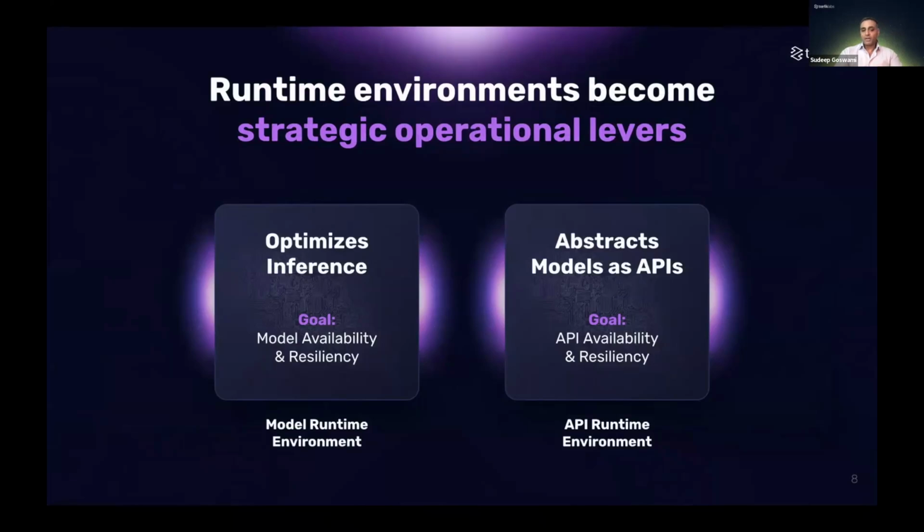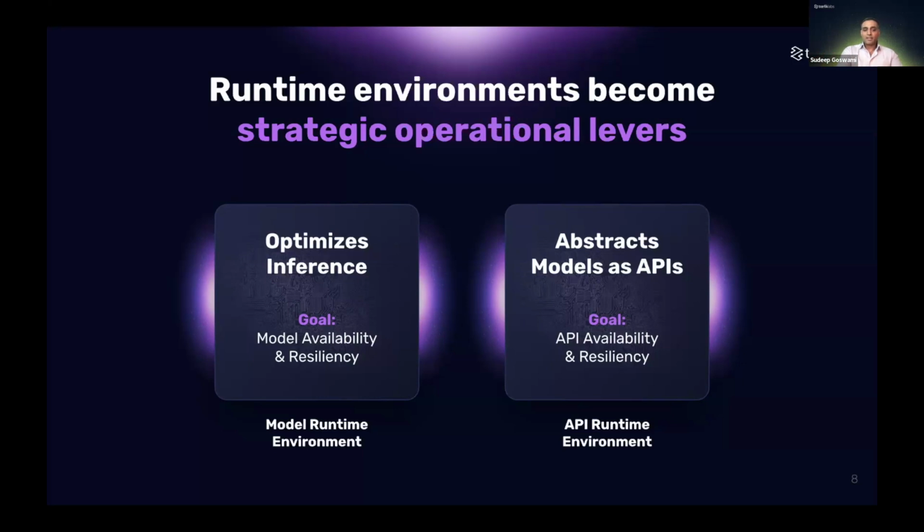The goal of the model runtime environment is to bring availability and resilience to the models themselves. That is the single most important goal: to ensure that your models can run in an available, resilient, and high-performant manner. And it's all about optimizing for inference. Whereas the goal of the API runtime environment is all about API availability and resilience. This is where you are able to abstract your AI models as APIs and provide the full infrastructure, making it highly available, highly resilient, and highly performant.